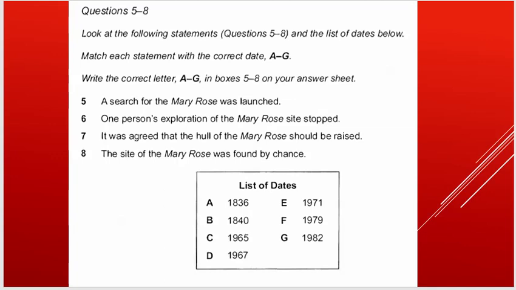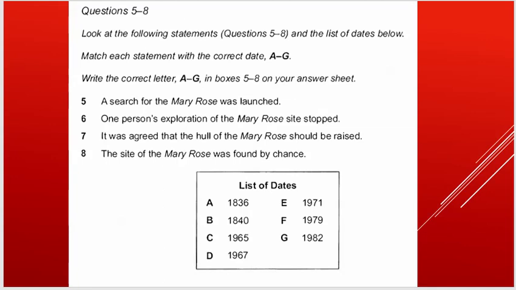Then eighth question. The site of the Mary Rose was found by chance. By chance means they were not anticipating it. It was out of the blue. It was a sudden thing that amazed the people there. They were shocked to see the site of the Mary Rose.